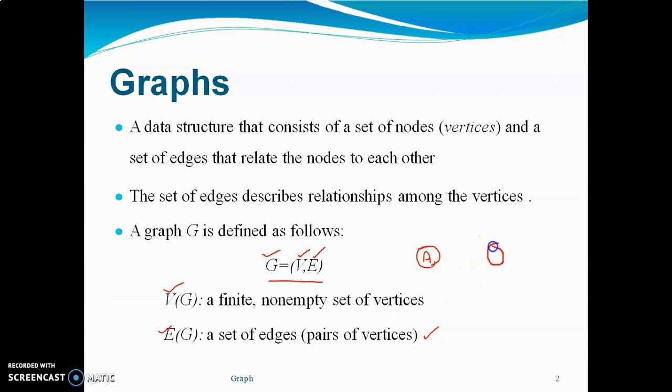Say I have at least two vertices, A and B, and there is a joining line between the two vertices. Then this graph has one edge and two vertices. If there are at least two vertices, then only can we have one edge.